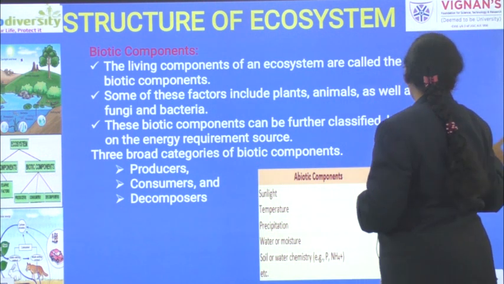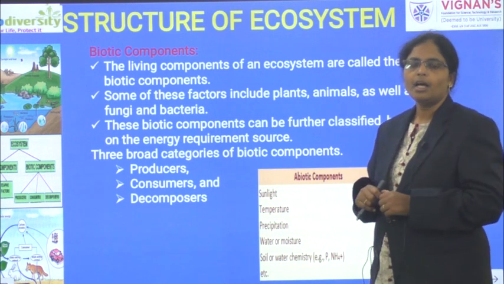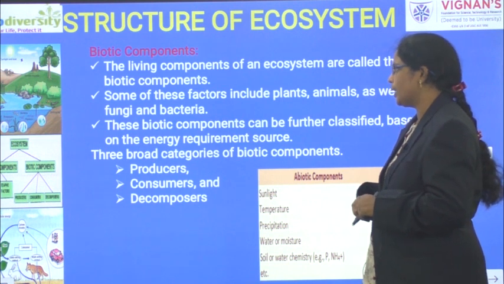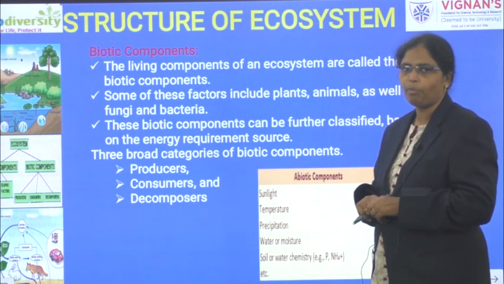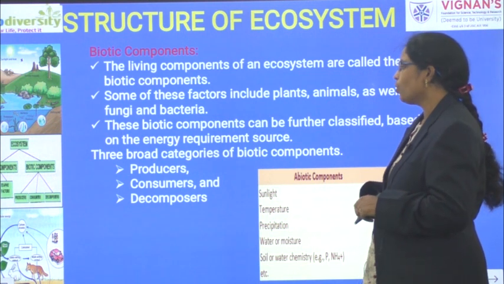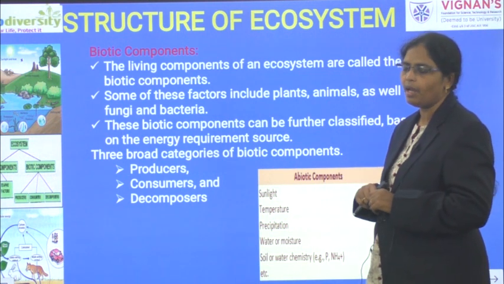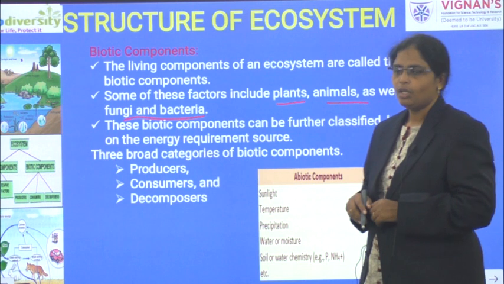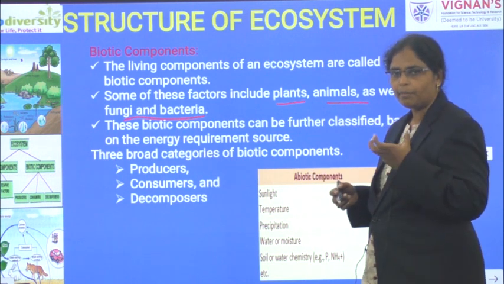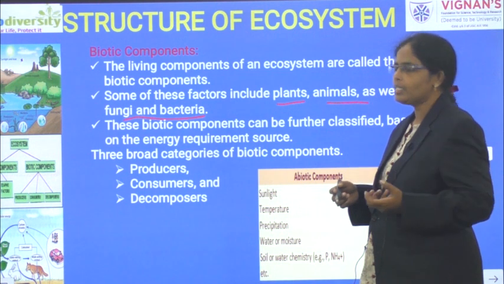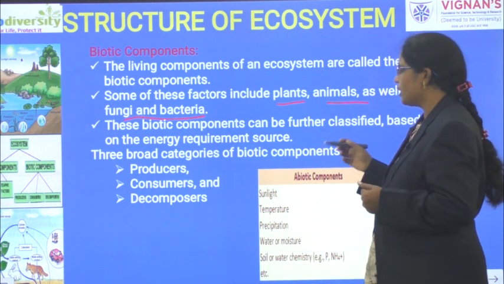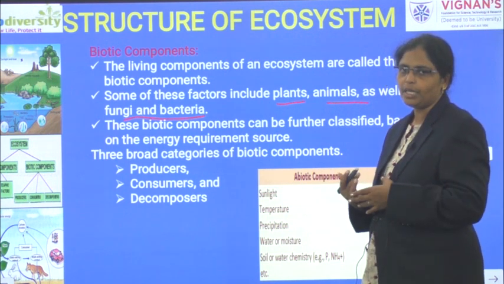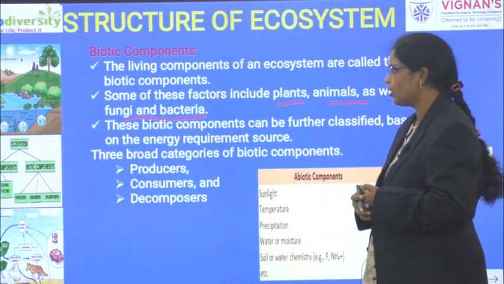So biotic components. The name itself indicates that biotic means living components. The living organisms particularly play an important role in the ecosystem. Here, if you see these biotic components, they are plants, animals as well as microorganisms. Microorganisms, again, are fungi, bacteria, yeast, algae. All these come under this category. And there are a variety of plants and a variety of species of animals. All these living organisms come under the category of biotic components.